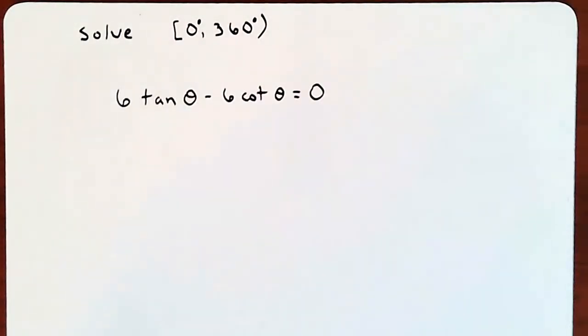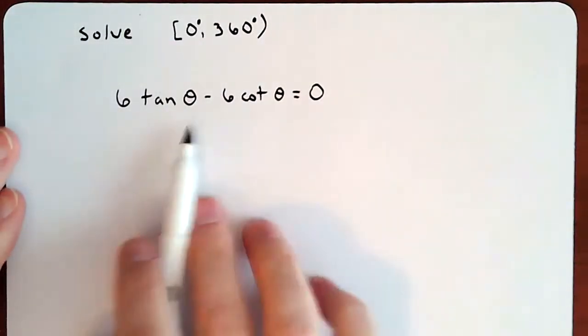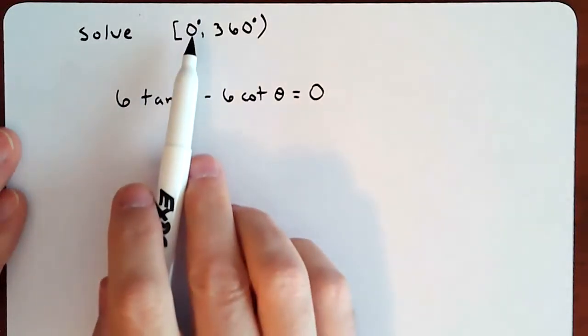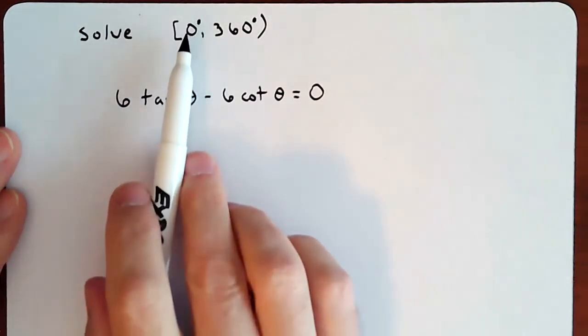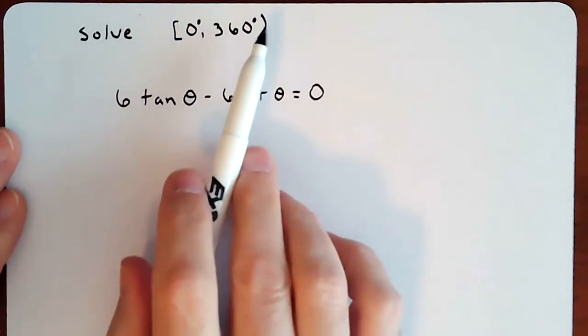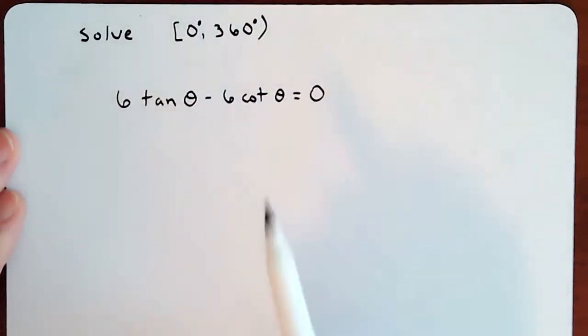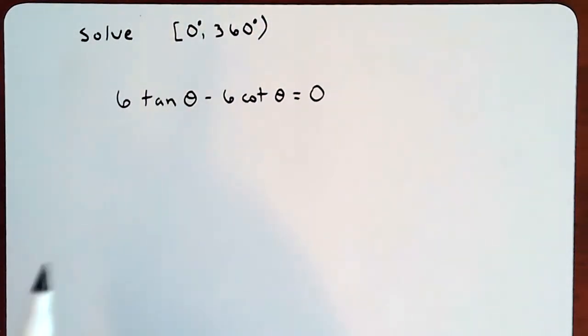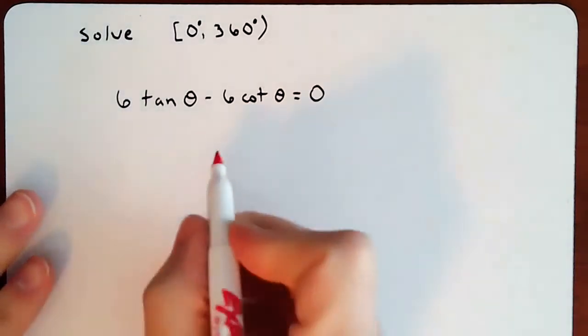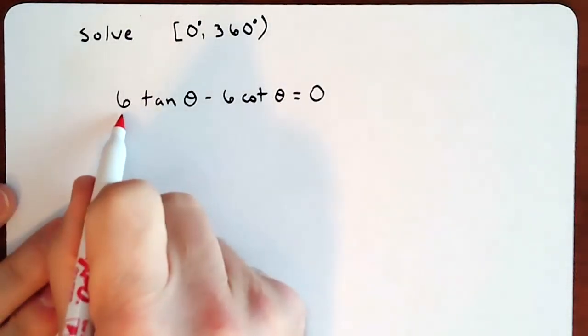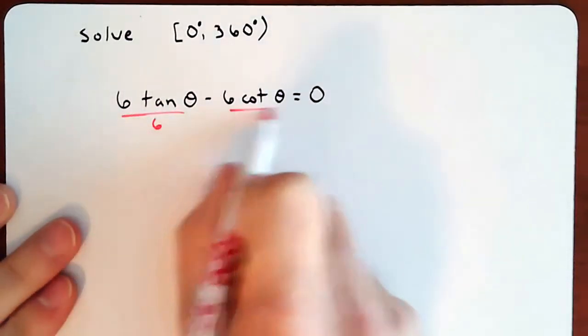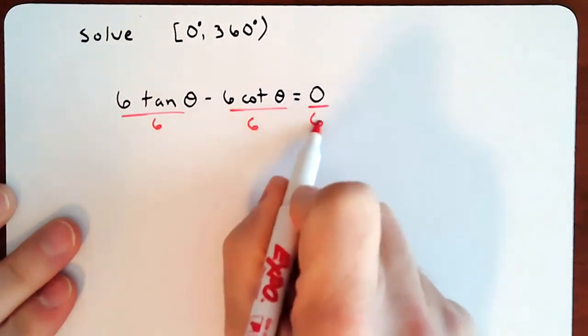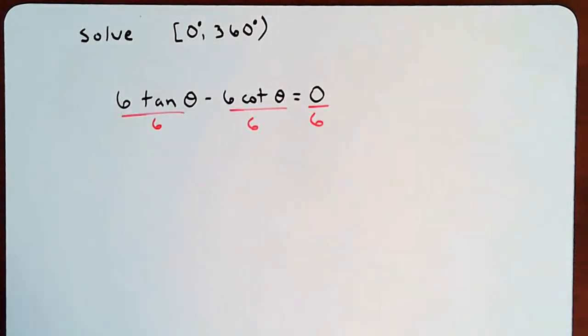In this example, we are going to solve this trig equation, and we're locked into the interval. Our answers are going to come from 0 to 360, not including the 360 because it would just be a repeat of the 0. So first thing is, since you're solving, we have a little bit more things that we can do than verifying. So since we're solving, we can actually divide by 6 on every single piece. That way we can actually just get rid of the 6.